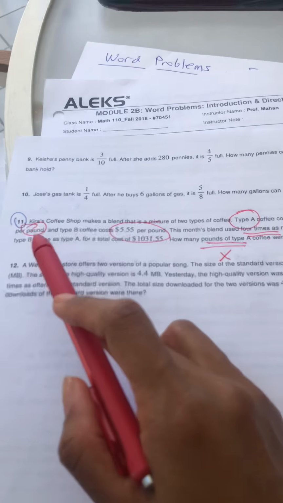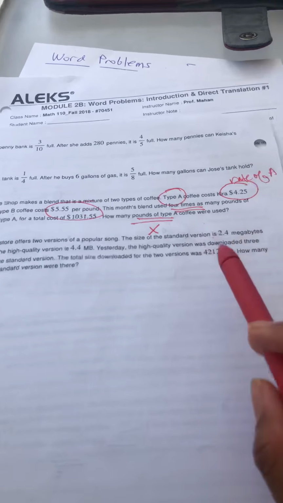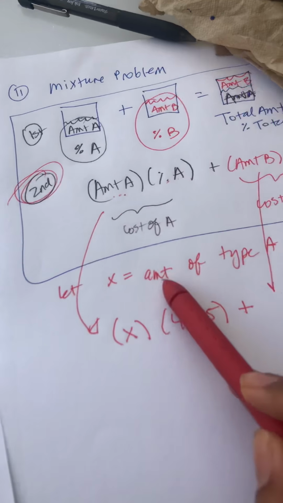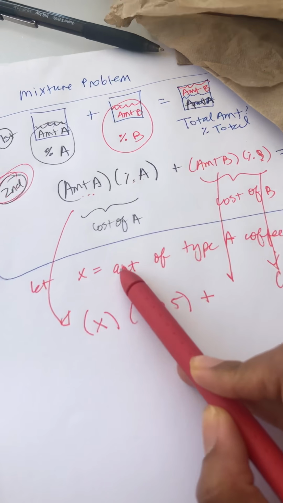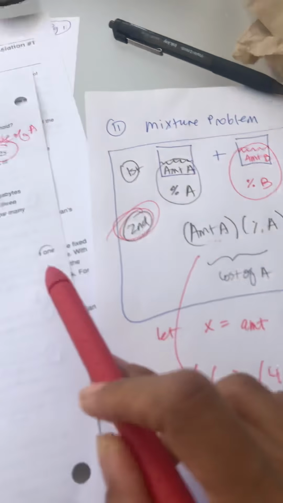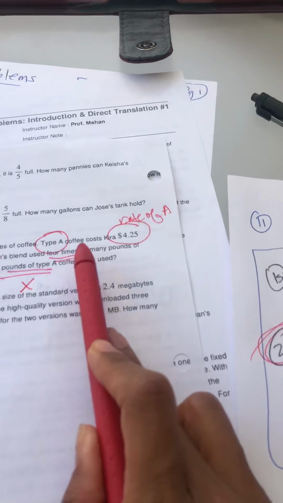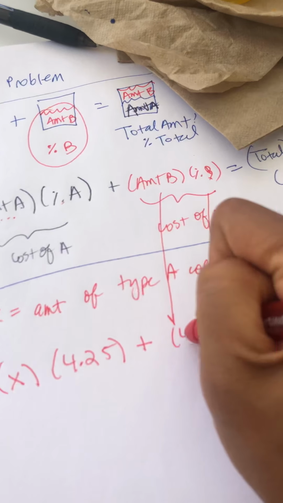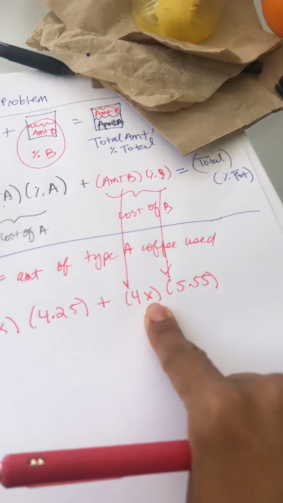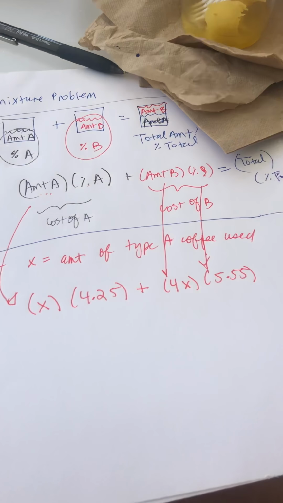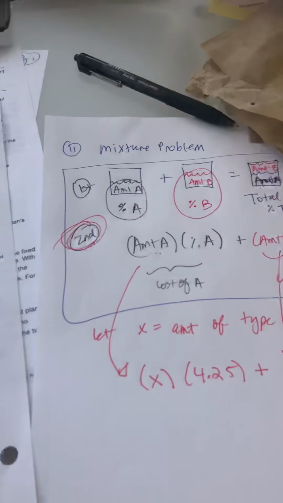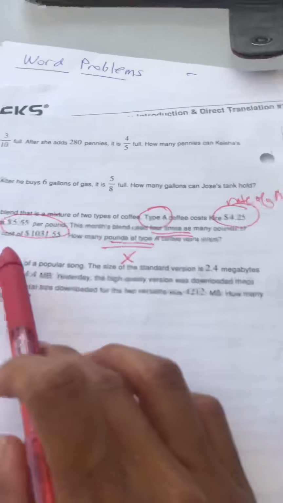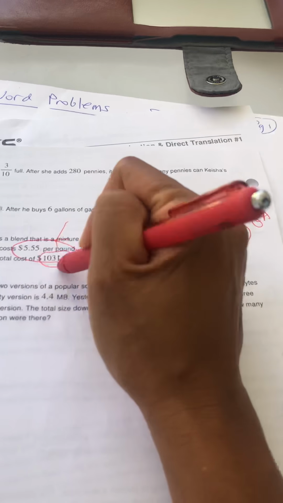So type B coffee has 4 times more than type A. So if the amount of A is called X, what do you think the amount of B is? The amount of B is 4 times as many as A. So here the amount of B is going to be 4 times X, because X represents the amount of A. Is equal to, so the total cost then, for a total cost of $1031.55.